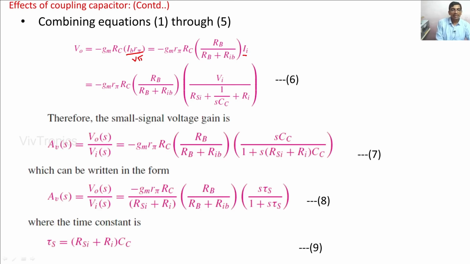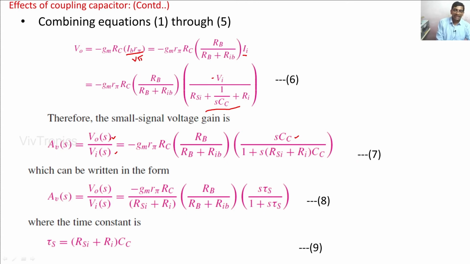Therefore the small signal voltage gain can be given as, if you take this Vi to the left hand side, V naught of s divided by Vi of s, which is equal to minus gm RC into RB by RB plus RIB into this term. If you take the LCM for this denominator, the LCM is s into Cc, that will go to the numerator, which will be equal to sCc, and in the denominator we get 1 plus s into RSI plus RI into Cc. That is equation number 7.